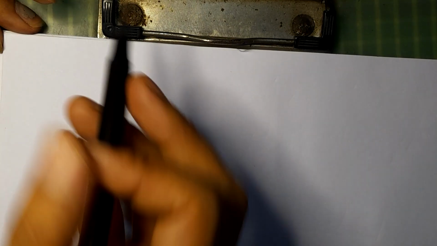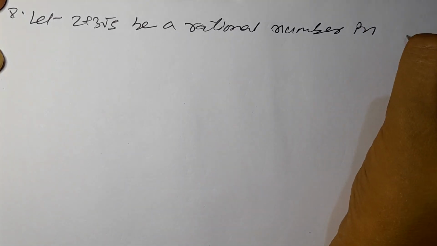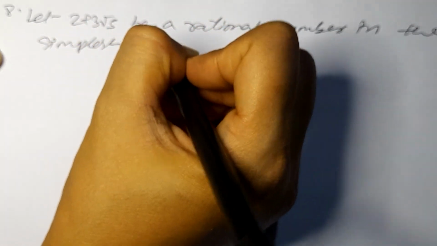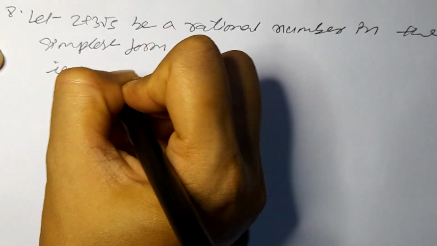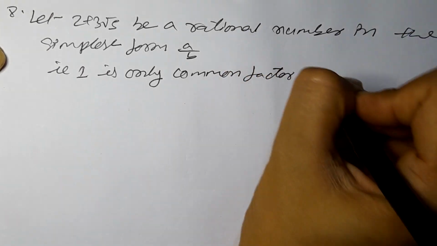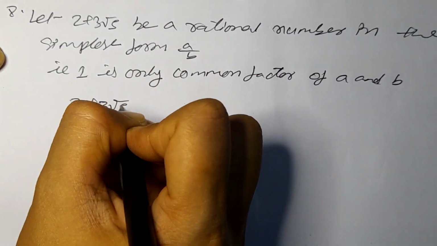This is question number 8. Let 2 plus 3 root 5 be a rational number in the simplest form, a by b, that is, 1 is the only common factor of a and b. So 2 plus 3 root 5 is equal to a by b.